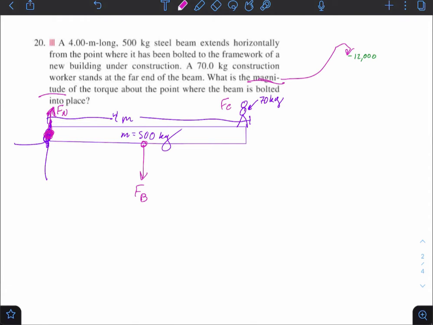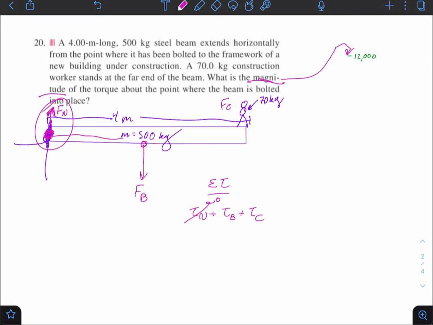What is the magnitude of the torque about the point? So we're trying to find the total torque, or the net torque, which is going to be torque normal plus torque board plus torque construction worker. And as always, I'm going to put in my zeros, positives, and negatives. Because the radial arm of the normal force is 0, its torque is going to be 0. It's not contributing a rotating force. It's not torquing the board.